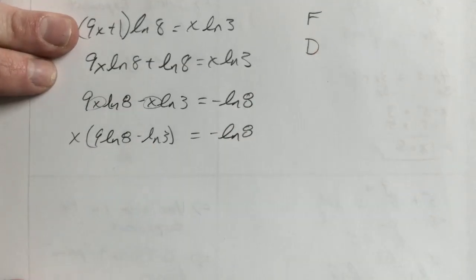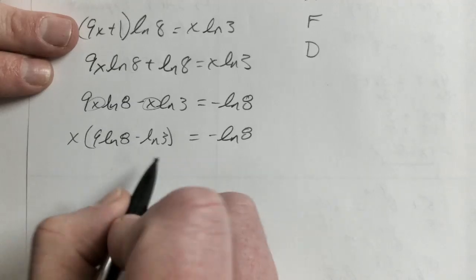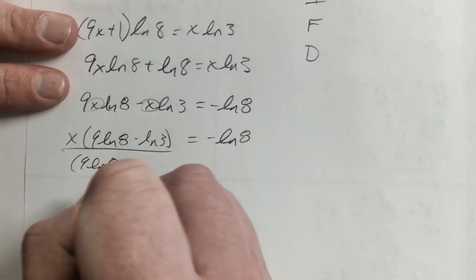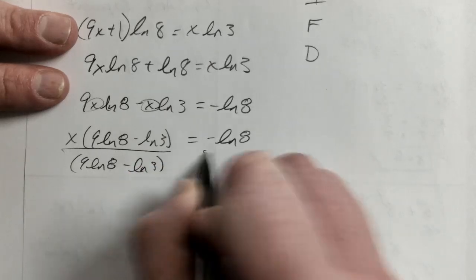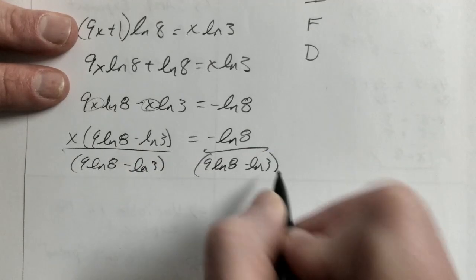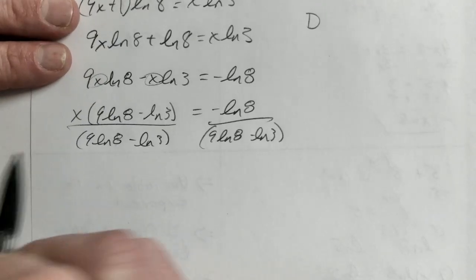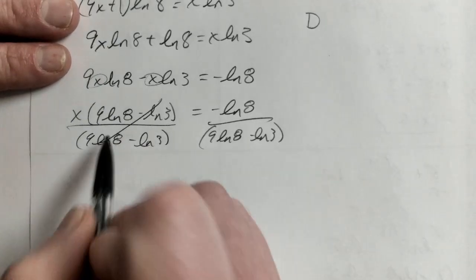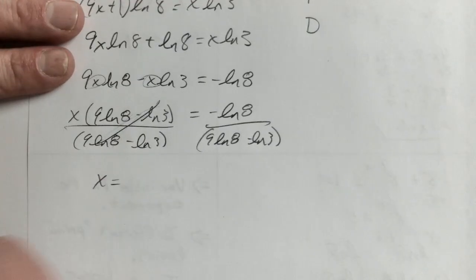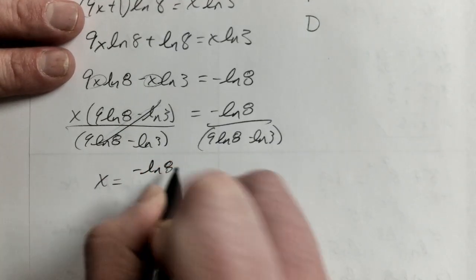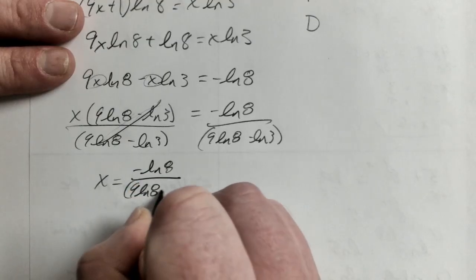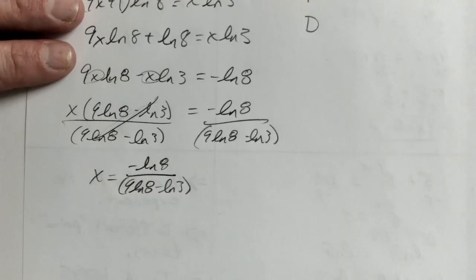What did the D stand for in IFD? Divide. So I'm going to divide both sides by 9 times the natural log of 8 minus the natural log of 3. And when we divide, that cancels out to 1, so we're left with x equals negative natural log of 8 divided by 9 times the natural log of 8 minus the natural log of 3.